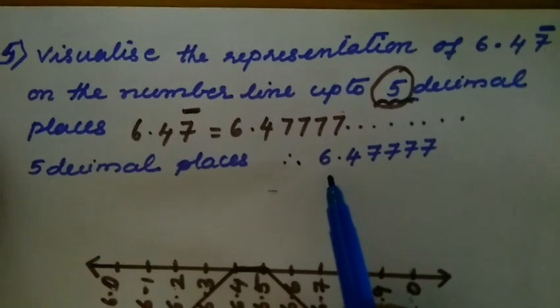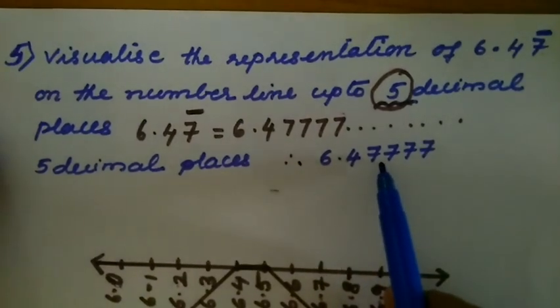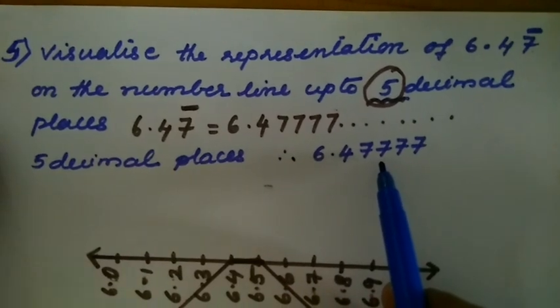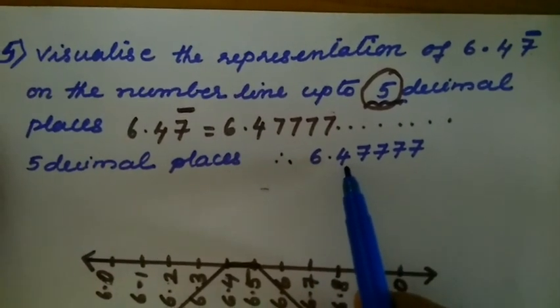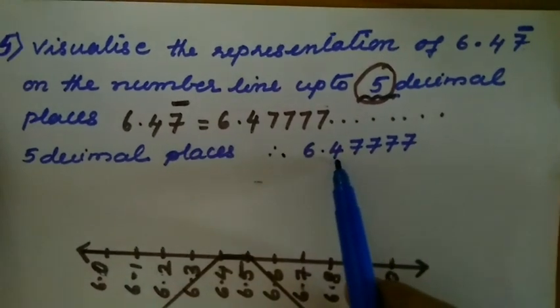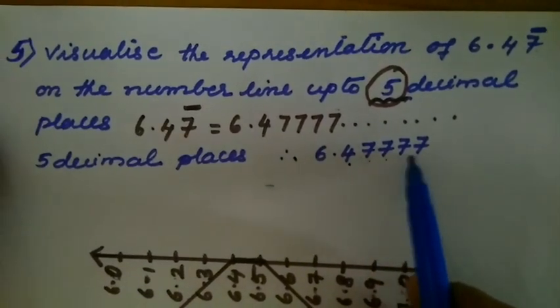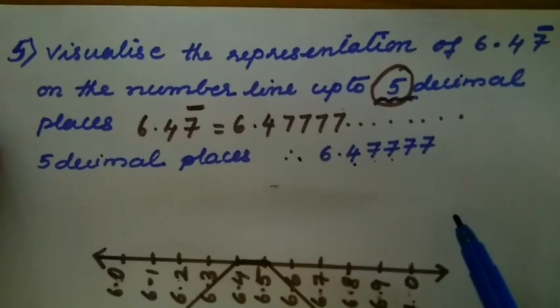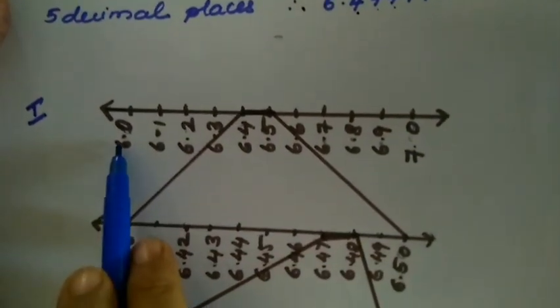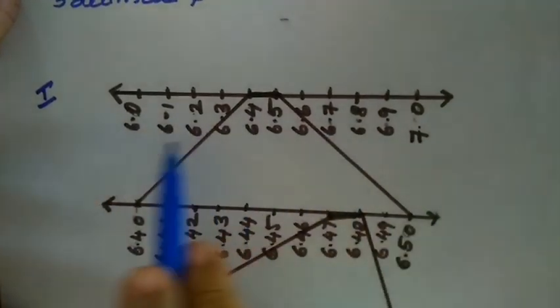I repeat the steps once again. 6.47777. Last time I explained a little: how many decimals are required decides the lines also. This time how many decimals are required? 1, 2, 3, 4, 5. So 5 lines will be there. Our first line lies between 6 and 7.